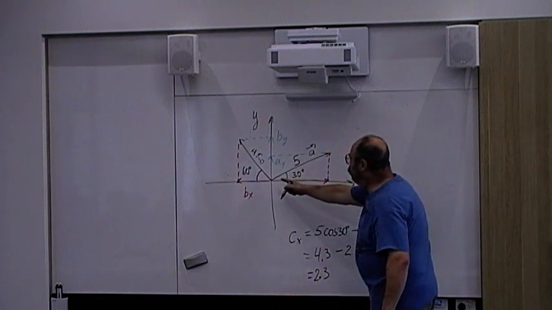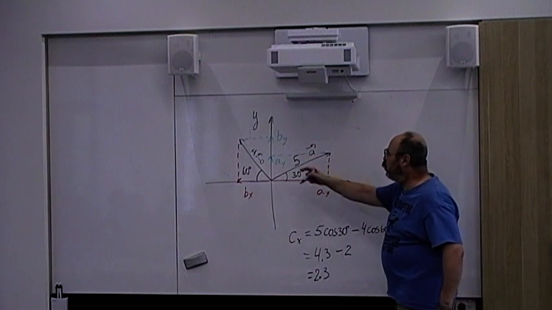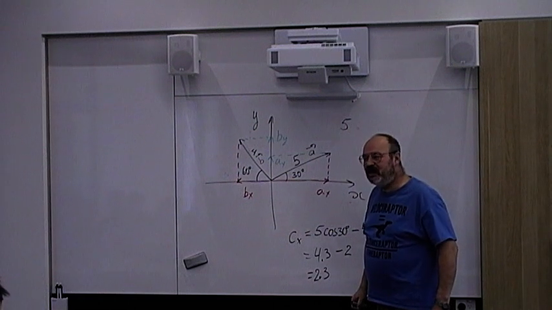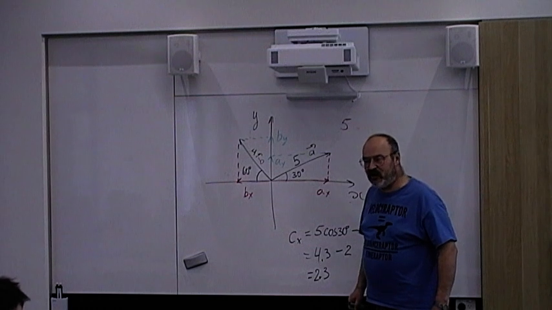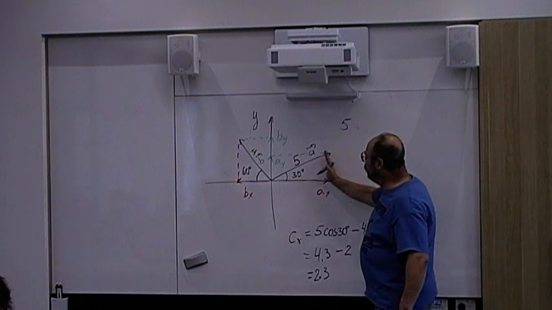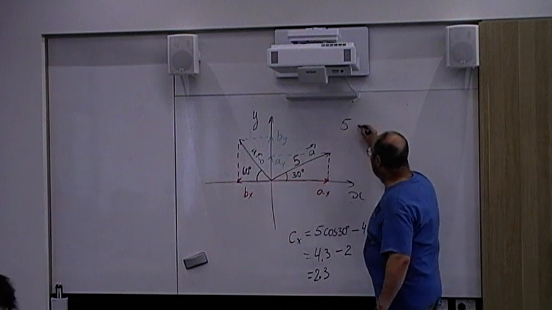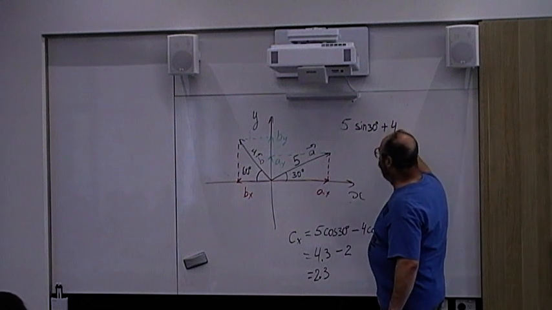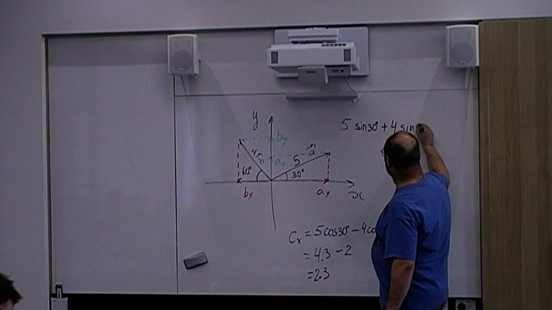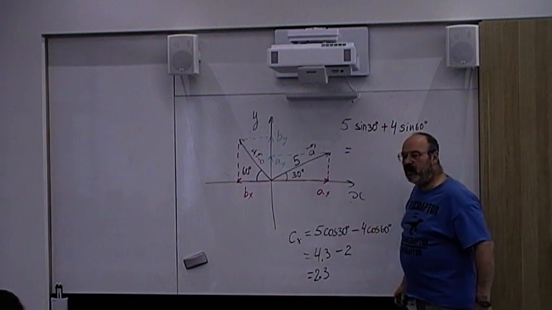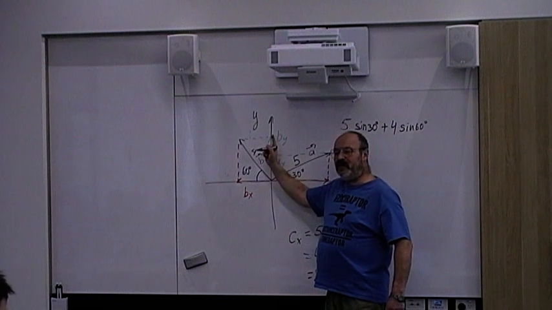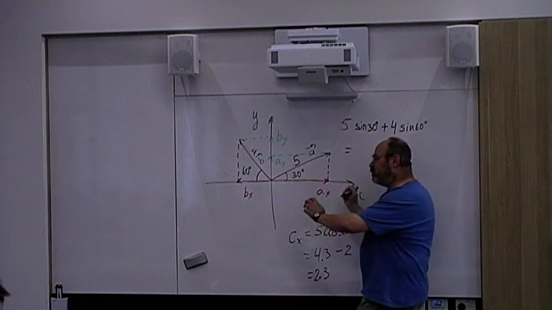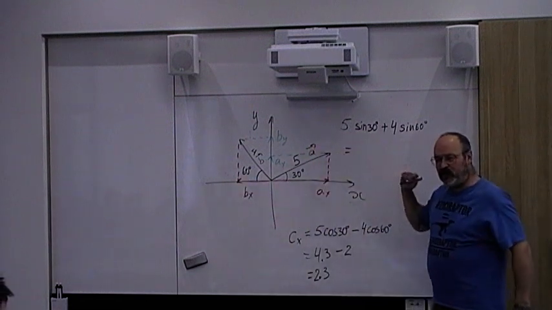So the resolution of vector A into the y-axis will be 5 times what? 5 times sine 30, because now we are finding the opposite side. 5 sine 30 plus 4 sine 60. Why is it plus if they're going in opposite directions? They're both directed up in the y direction, both in the positive direction. In x, one was positive and one negative. In y, they are both positive.